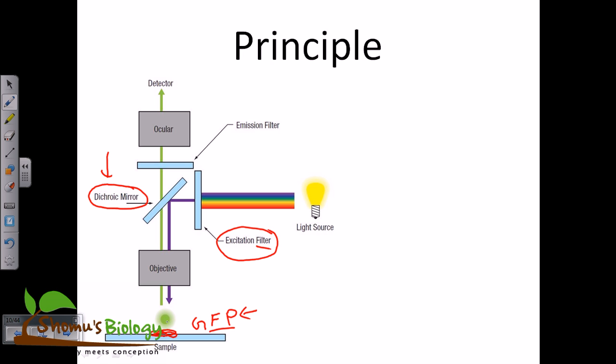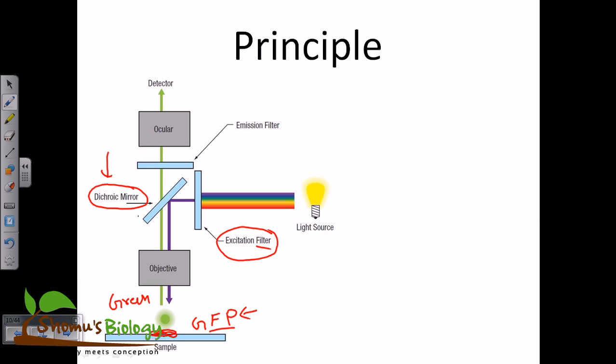So by now the sample will be excited, just like we've seen in the Jablonski diagram. It will be excited to a higher energy state, and then when it comes down to the lower energy state, the ground state, it emits fluorescence. The fluorescence light will be of a specific wavelength, and here it is green in color. This green light will be emitted, and this is called the emission spectrum. This emitted light will pass the opposite way, through the objective.